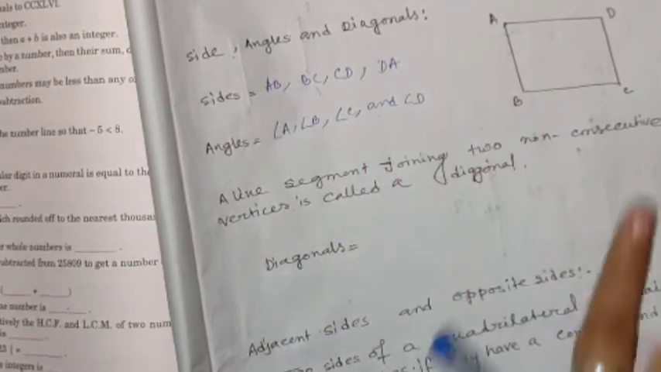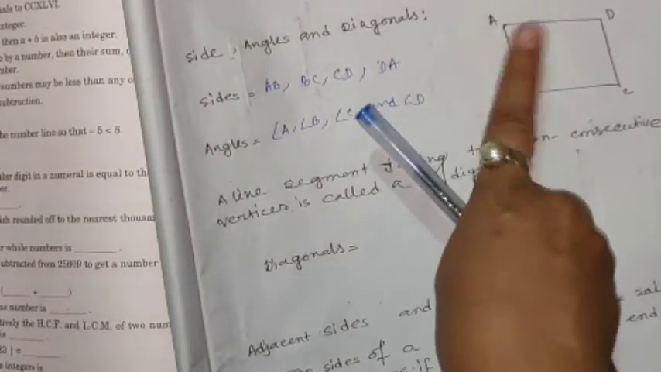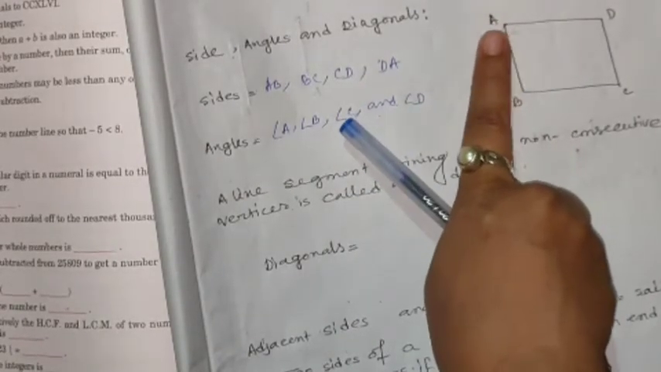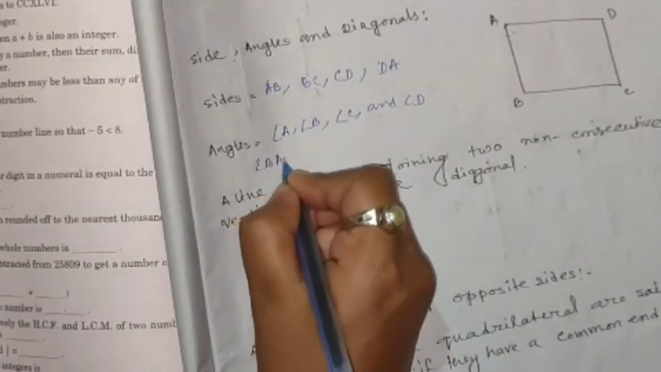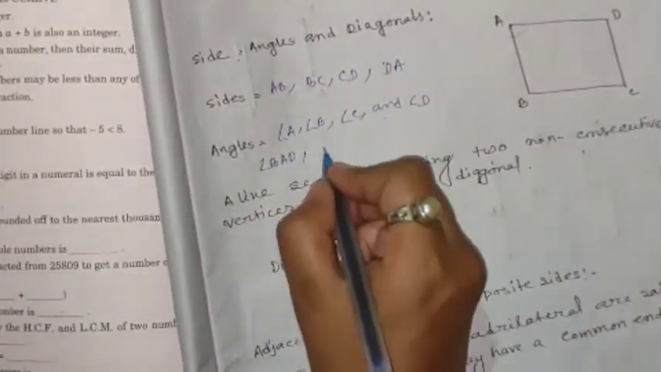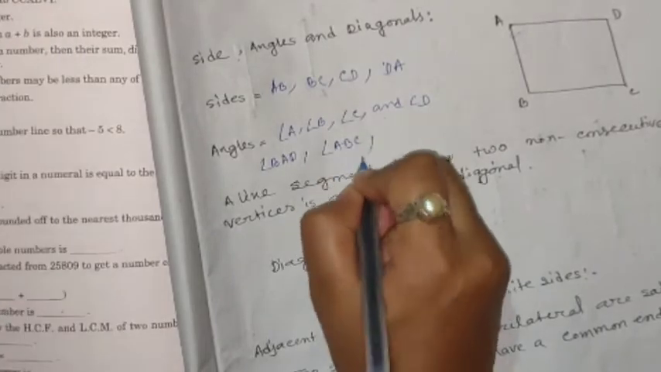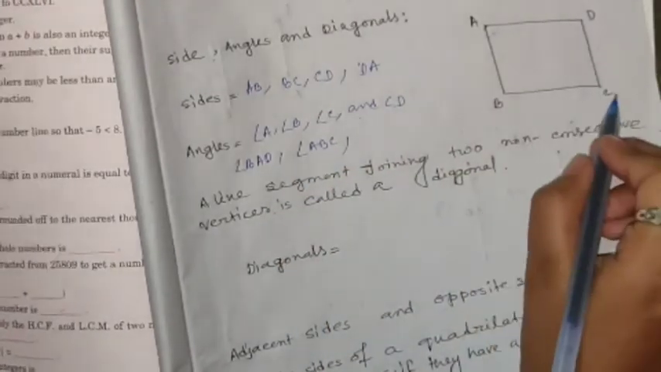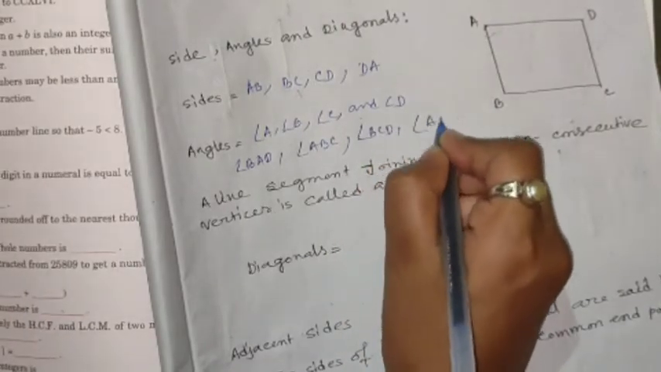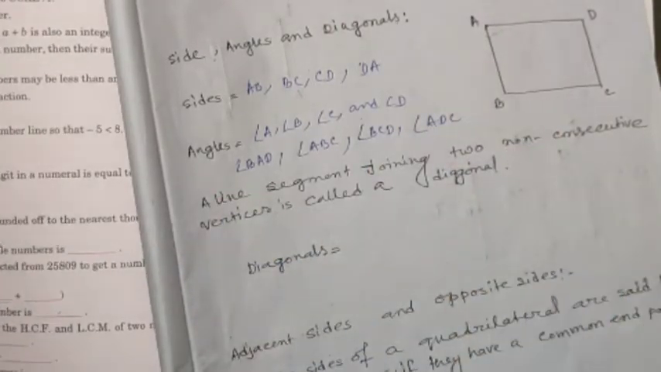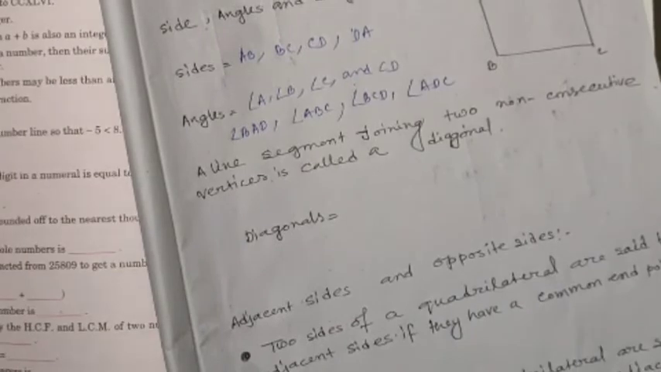So we can write an angle with the vertex letter at the center. For example BAD, ABC, then BCD and then ADC. So these are the four angles in a quadrilateral.